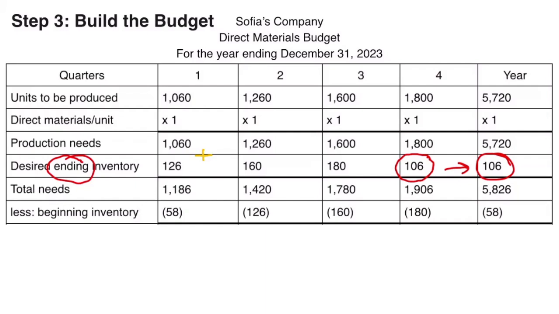How you get 58 is you want to put an emphasis on the word beginning. So if you take a look at our budget, our beginning quarter is quarter 1. That means that quarter 1's beginning inventory amount will be our year amount. So quarter 1's amount is 58, which means that our year amount will be 58.